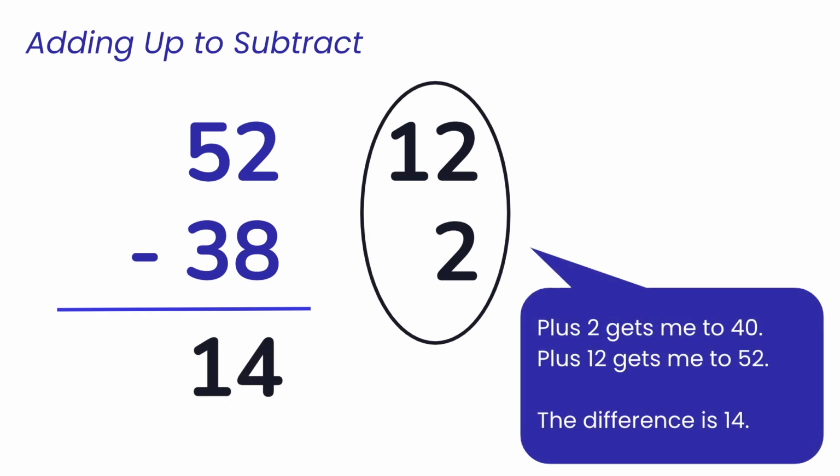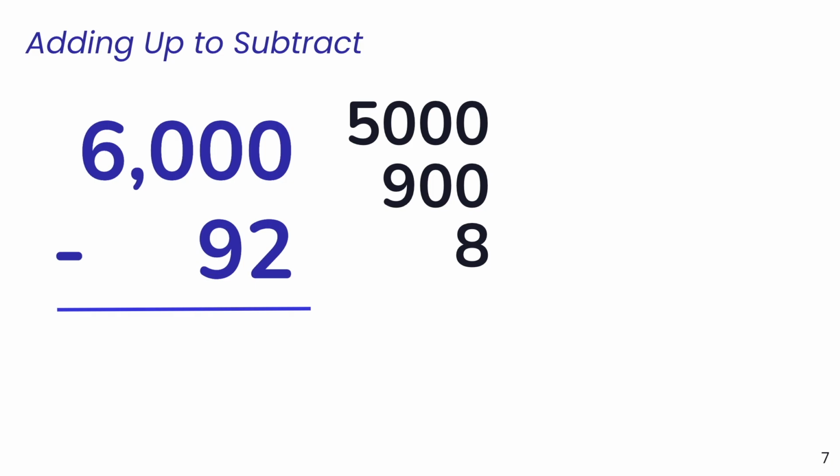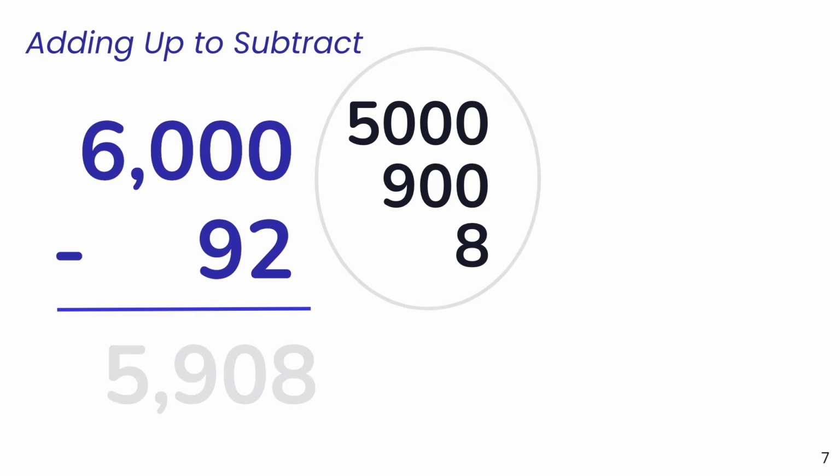Let's try another. Watch my notation here. When explaining this to kids, I say, I'm just going to take some notes off to the side to free up some brain space for thinking. Plus 8 gets me to 100. Plus 900 gets me to 1,000. Plus 5,000 gets me to 6,000. The difference is 5,908.